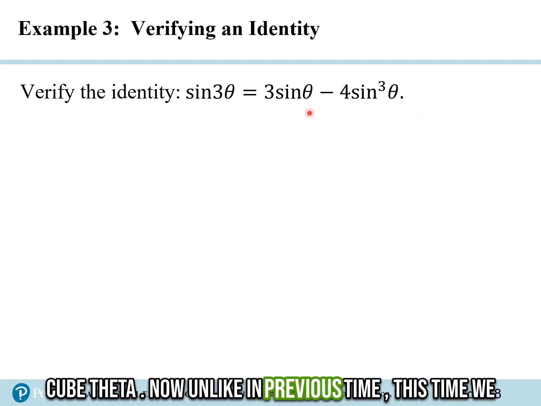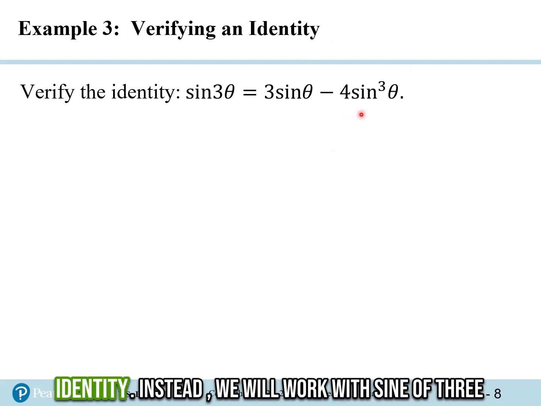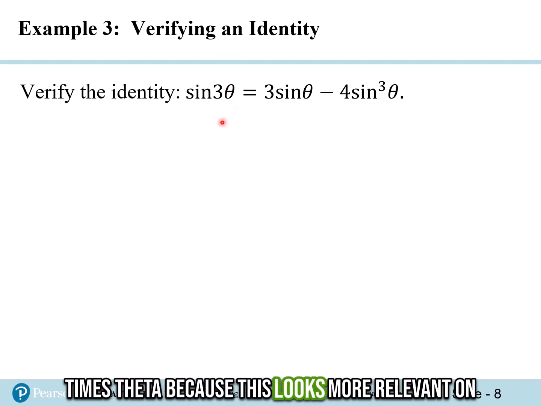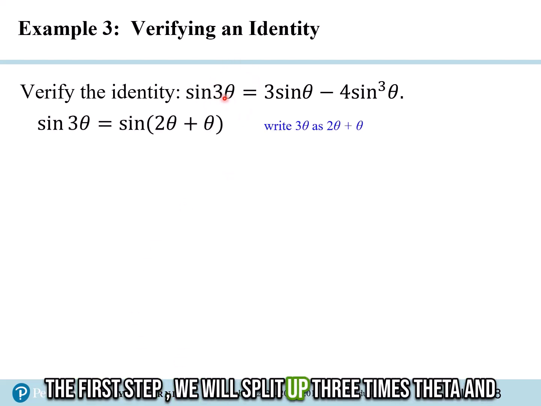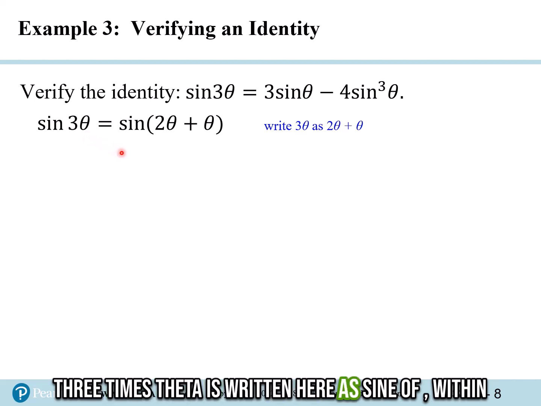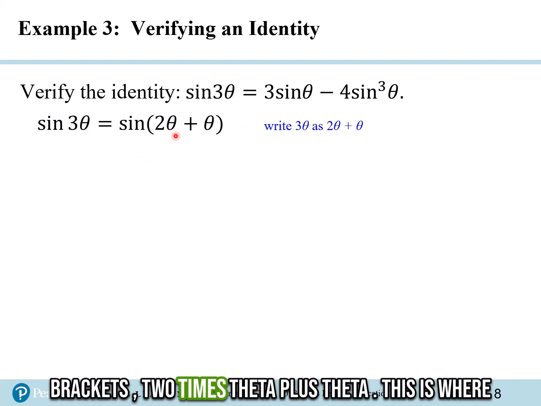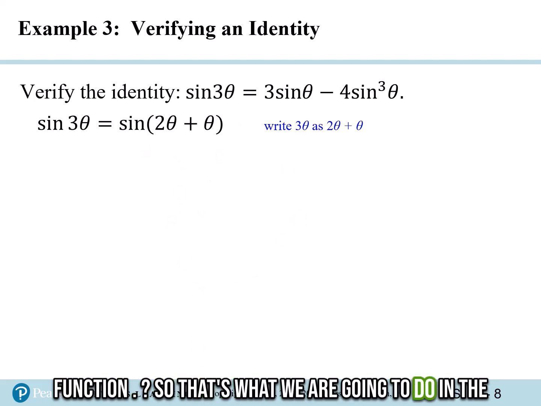Now, unlike previous times, this time we will not work with the more complicated side of the identity. Instead, we will work with sine of 3 times theta because this looks more relevant for applying the double angle identity. So, in the first step, we will split up 3 times theta and write it as the sum of two angles. Therefore, sine of 3 times theta is written here as sine of, within brackets, 2 times theta plus theta. This is where we will apply the sum formula for the sine function. So that's what we are going to do in the next step.